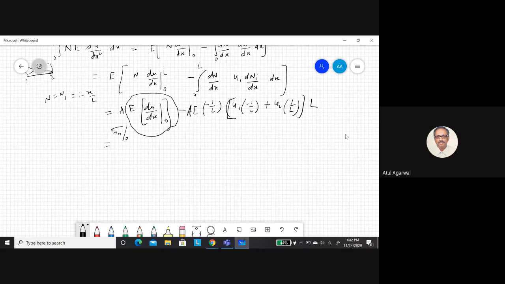So you see, what is this value? This is nothing but stress at x equal to 0. So this is A. So this becomes force. So you got sigma xx here. You multiply it with the area, you get the force.